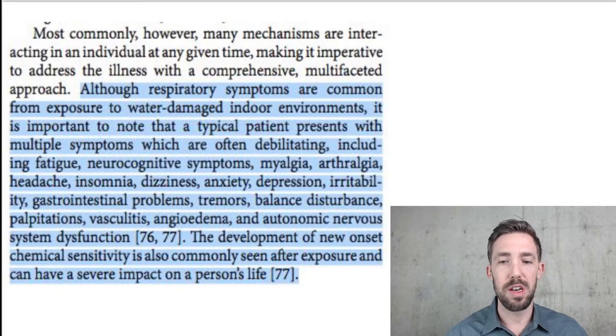So the development of new onset chemical sensitivity is also commonly seen after exposure and can have a severe impact on a person's life. So that's multiple chemical sensitivity. That's a common down the road presentation of mold. It's like, the first time you're exposed to mold, you don't get multiple chemical sensitivity, but then down the road, you start to realize, you know, you can't.